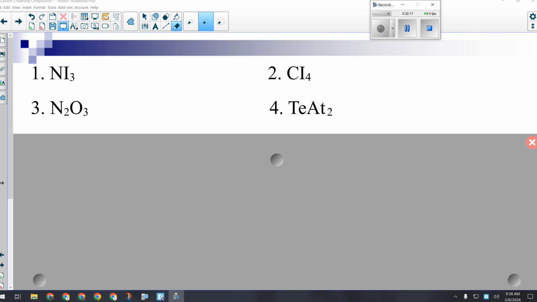Okay, so let's have a look at these ones here. All right, so our first one, what's N? Nitrogen. And according to the rules, I write the first element as it appears on the periodic table. And then my second element is iodine, so that's going to be iodide, but what prefix do I need to put on it? Tri. There's 3.